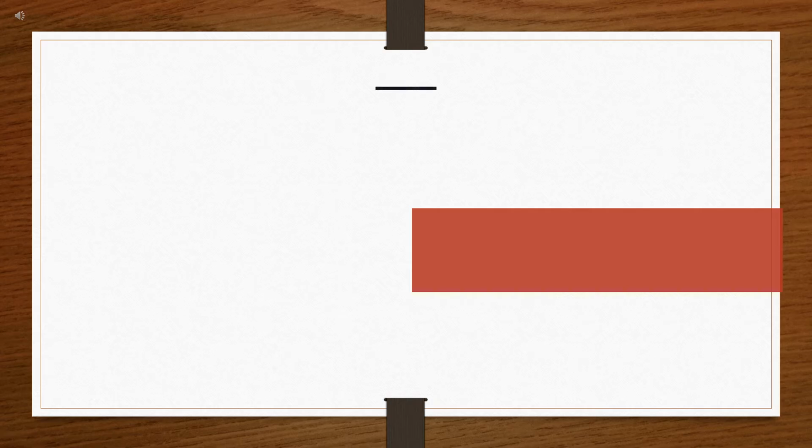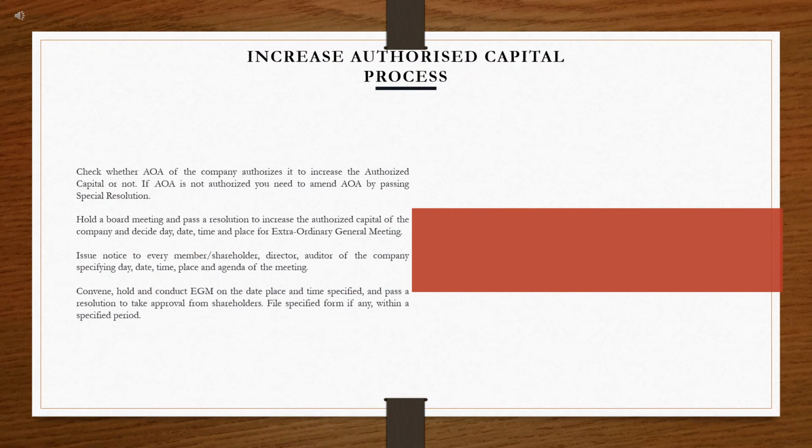Procedure to increase authorized capital of a company. Check whether the AOA of the company authorizes it to increase the authorized capital or not. If the AOA does not authorize it, you need to amend the AOA by passing a special resolution. Hold a board meeting and pass a resolution to increase the authorized capital of the company and decide the day, date, time and place for the extraordinary general meeting.